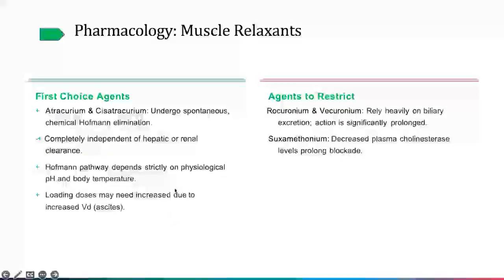And muscle relaxants, obviously, as you all know, atracurium and cisatracurium will be a good choice because they undergo spontaneous Hofmann elimination, which is independent of the liver and dependent on pH and body temperature. But you might have to increase the loading dose because of increased volume of distribution. Rocuronium and vecuronium depend on biliary excretion, so they are not very much recommended.